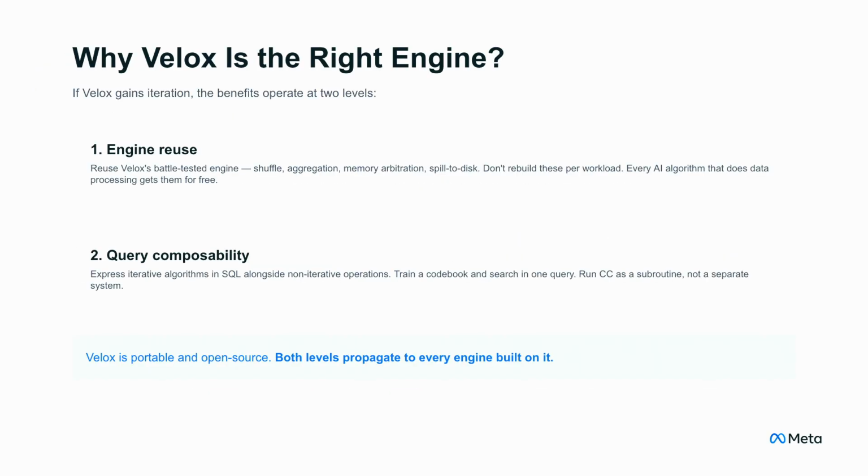So why is Velox the right engine? Velox is battle-tested, used in many workloads, Presto, Gluten, etc. Another interesting benefit is query composability. And if we introduce iteration in Velox, then all the workloads will get the same benefit.